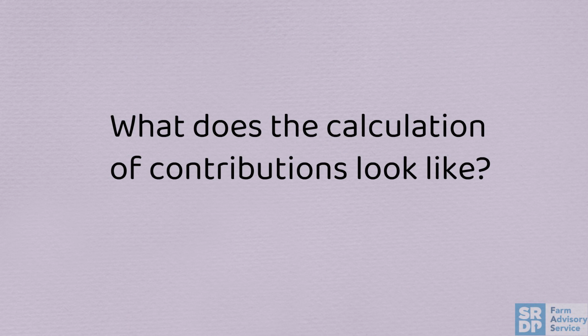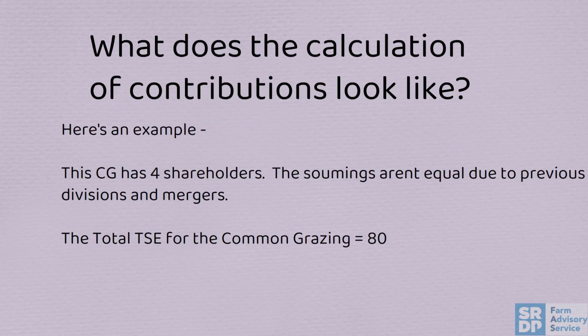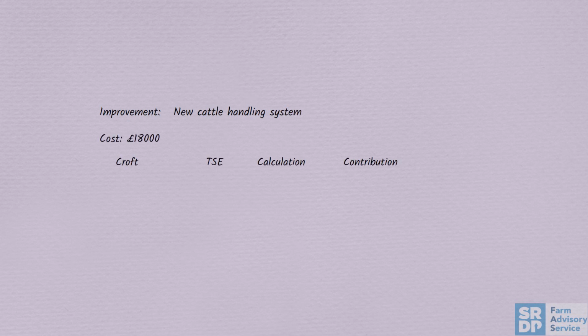So what does the calculation of contributions look like? Here's an example. This common grazing has 4 shareholders. The soumings aren't equal due to previous divisions and mergers. The total TSE for the common grazing is 80. The improvement being proposed is a new cattle handling system costing £18,000.